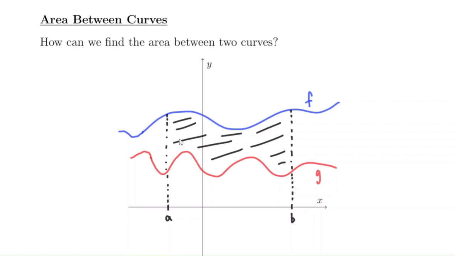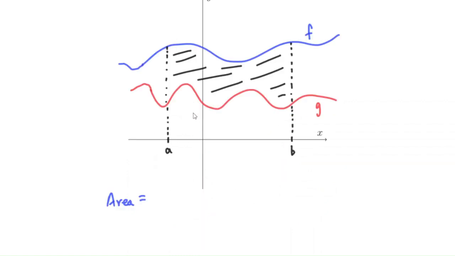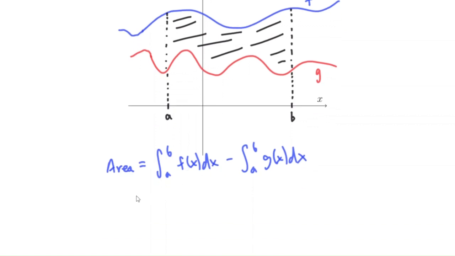But notice this black region here, this region that's shaded in black, can be thought of as this big region, the region underneath f, minus this smaller region, the region underneath g. So what that means is that the area that we're looking for, the area of this black region, is the integral from a to b of f of x dx, the area underneath f, minus the integral from a to b of g of x dx, the area underneath g. But let's remember the integral of the difference is equal to the difference of the integrals, so we can rewrite this as a single integral, the integral from a to b of f of x minus g of x dx. And this formula here is the formula that tells us how to find the area between two curves.